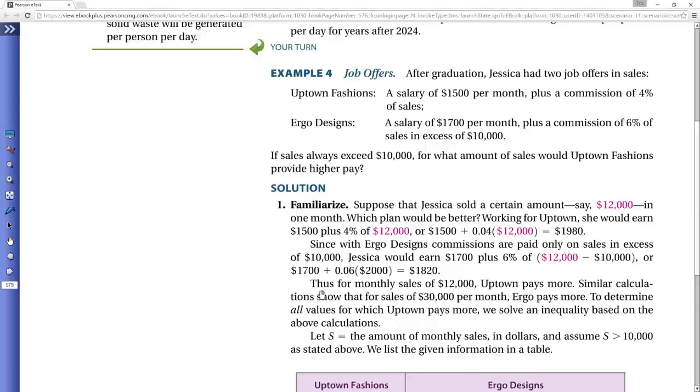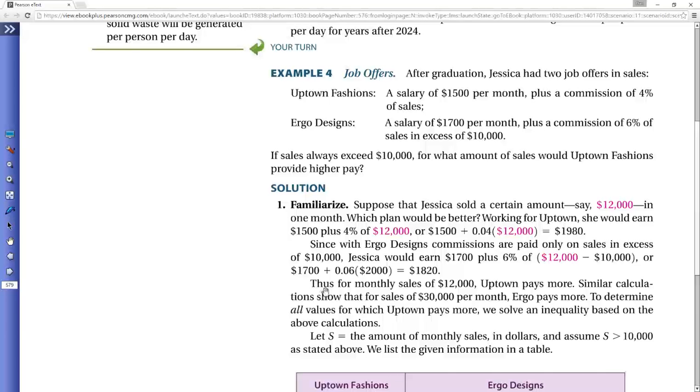Now I would assume she's going to probably try to find out which job will make her the most amount of money. And then they explain a couple things. If sales exceed $10,000, for what amount of sales would Uptown Fashions provide higher pay? Okay.